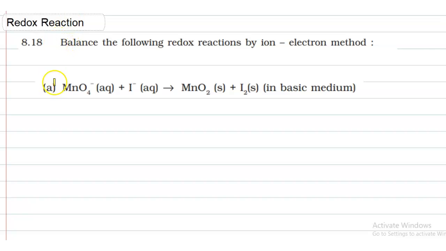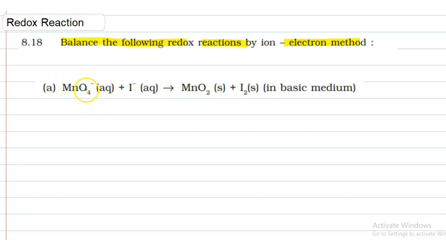Hello dear students, here our question is given: balance the following redox reactions by ion electron method. As you see, the ionic equation is given, and this reaction takes place in basic medium. So try to understand how to balance it. First we need to calculate the oxidation number of the given species in this chemical equation.